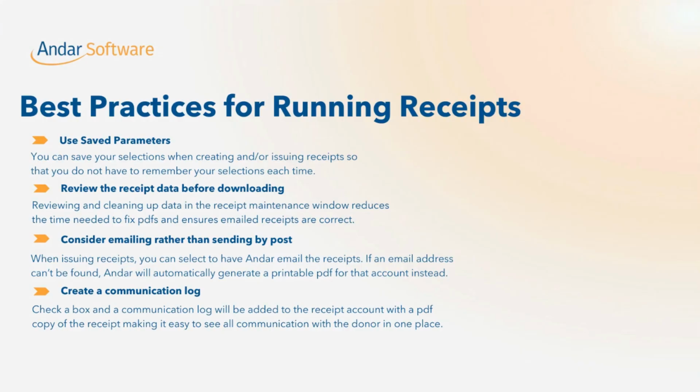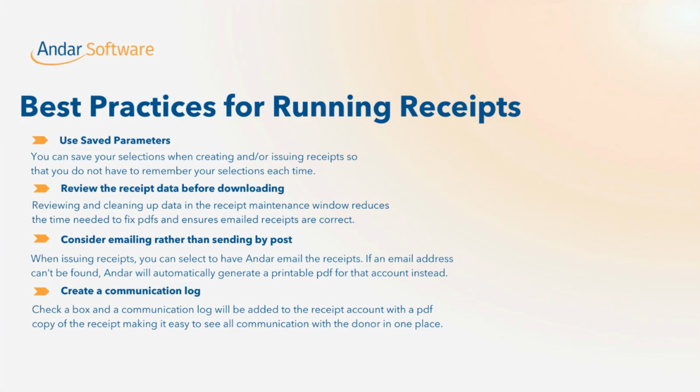Consider emailing rather than sending by post. If you are set up to send emails out from Andar, you can tell Andar to issue the receipt by email. If no email address is found on the account, Andar will automatically just generate a printable PDF for you. Okay, so you don't have to pick through them all separately and say, who do I want to email, who do I not? You would highlight all of the accounts that you want to issue, tell it to email them. If it can't email them, then it would just create the PDF for you.